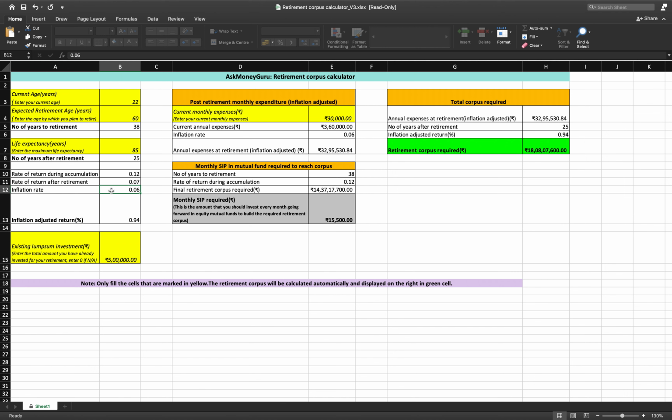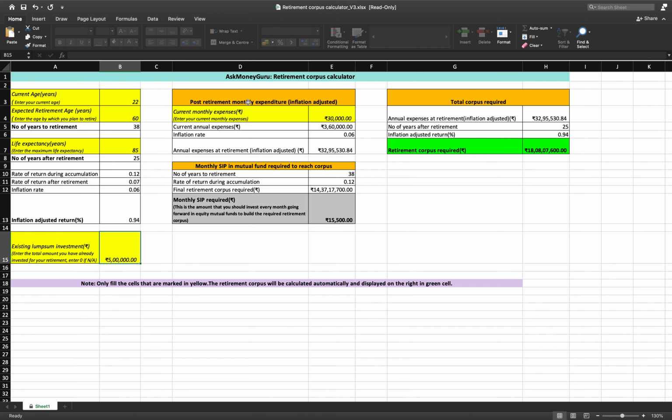And then we have the inflation rate. This is the default rate by which the prices of goods are going up, which is currently at 6%. And then we have the inflation adjusted return. Finally, we have the existing lump sum investment. Let's say you had already started investing for your retirement earlier, and till date you have already accumulated a certain lump sum amount for your retirement. That amount in rupees you can enter here.